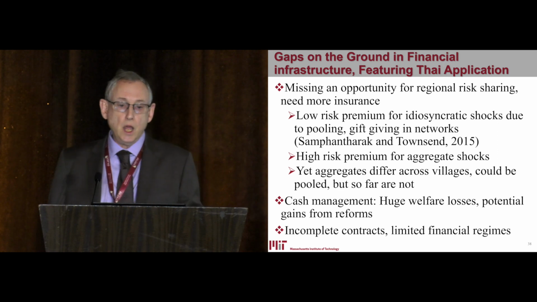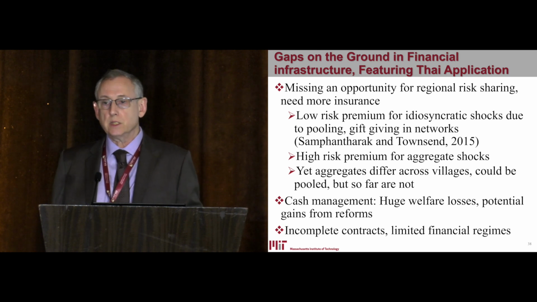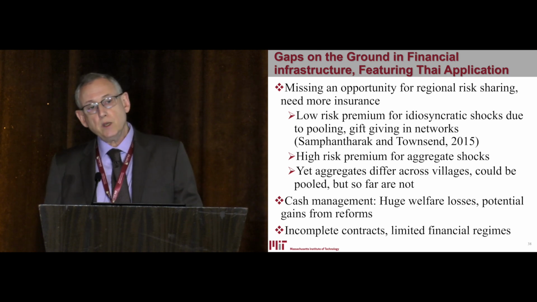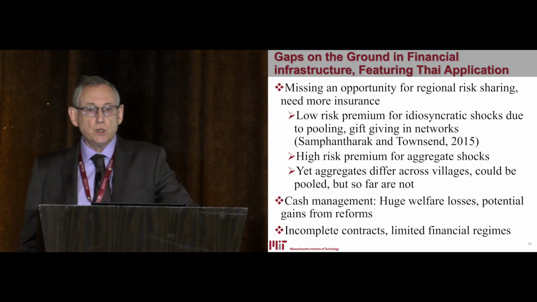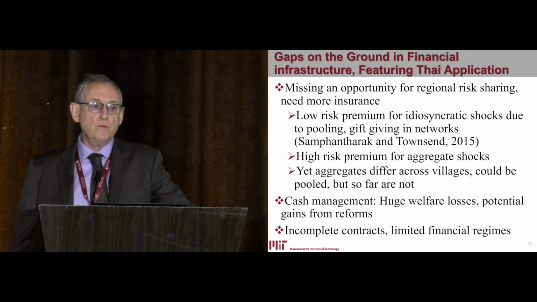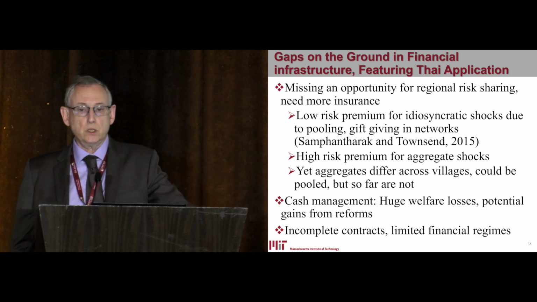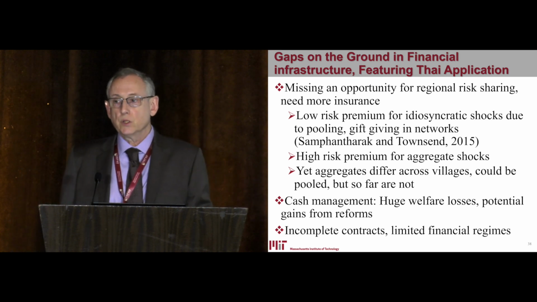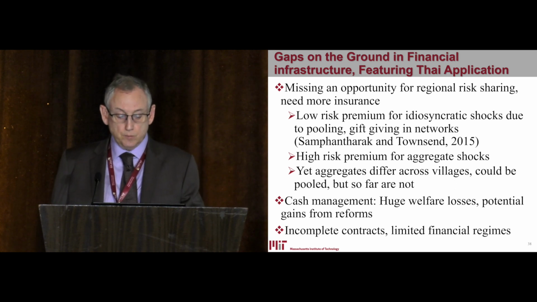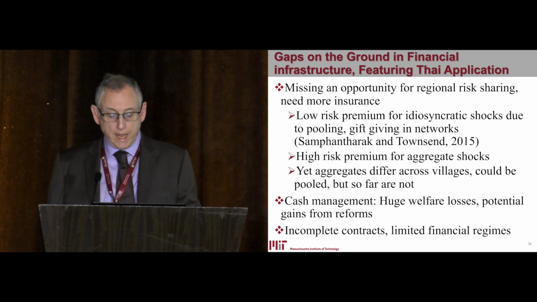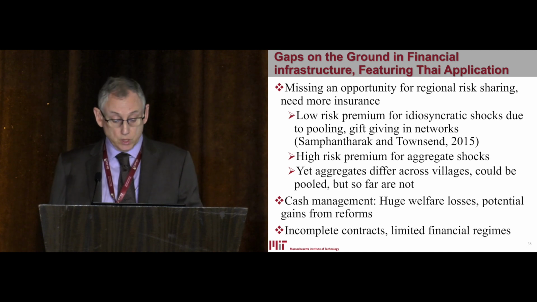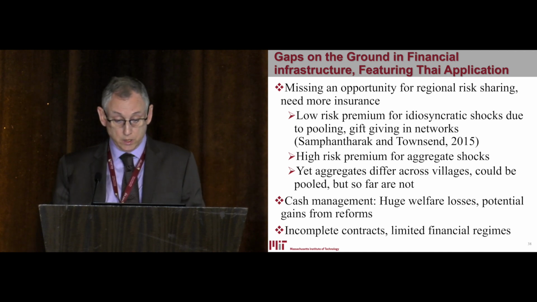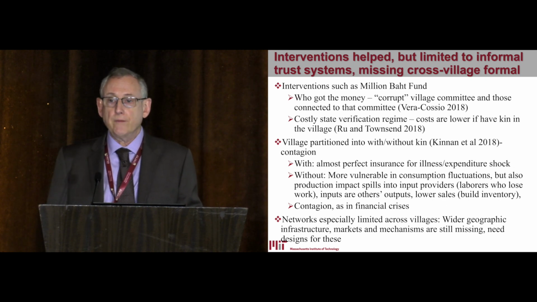On the other hand, there's a high risk premium on aggregate shocks. If the village were the whole economy, that's what you'd expect, because aggregate shocks cannot be pooled. But if you think about a village in the larger context of the region with multiple villages, those aggregate village level shocks become idiosyncratic shocks in the region. They are, in principle, poolable, and that is not what's happening now. So there's evidence that the insurance markets are incomplete. Another example I've already alluded to, which is cash management. There are huge welfare losses associated with this mismanagement of cash, and other evidence about incomplete contracts. That's not to say people haven't tried to improve the system.